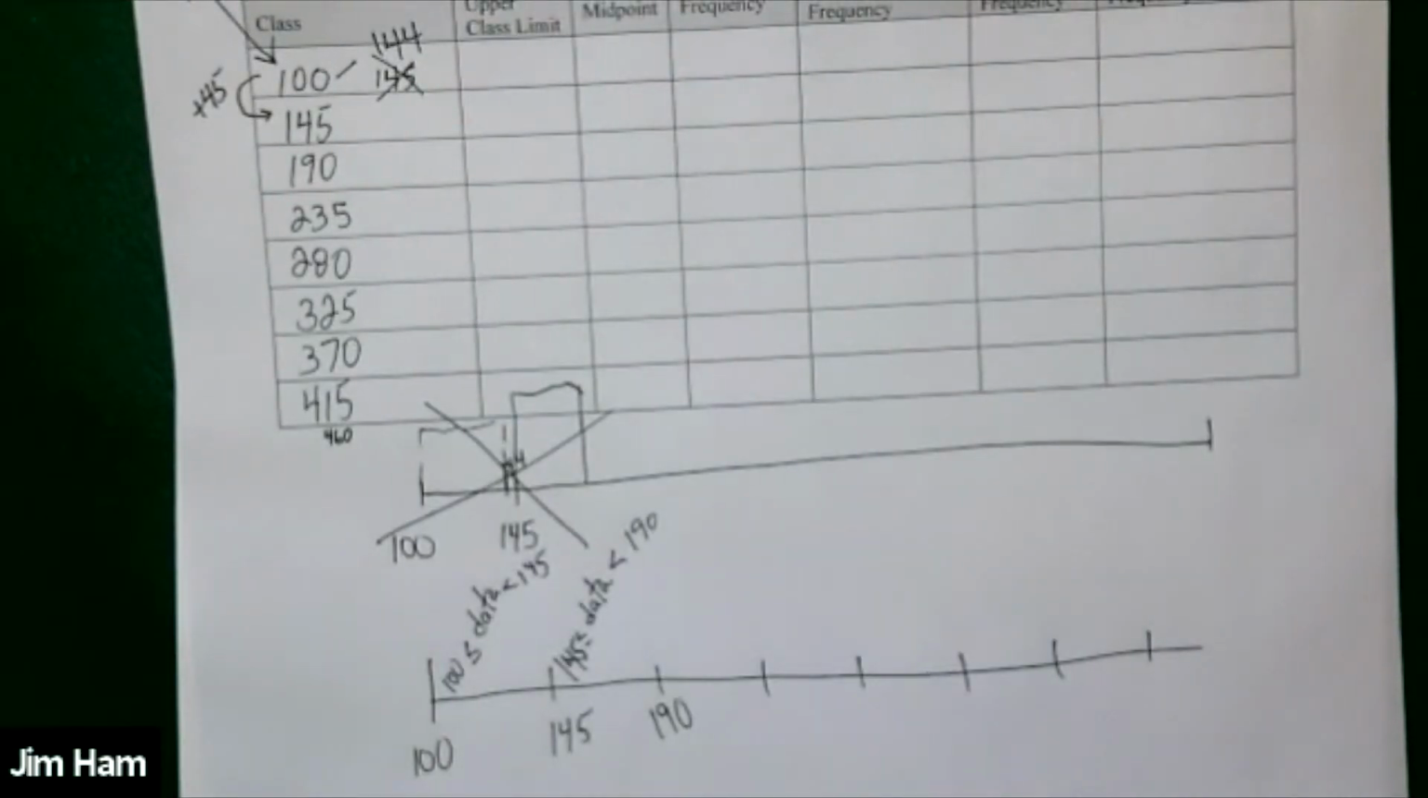If I continue that pattern, 460 would be the beginning of the next class. But remember, our maximum was 459. So we're not going to have anything in a 460 or above class. So we'll have captured everything.